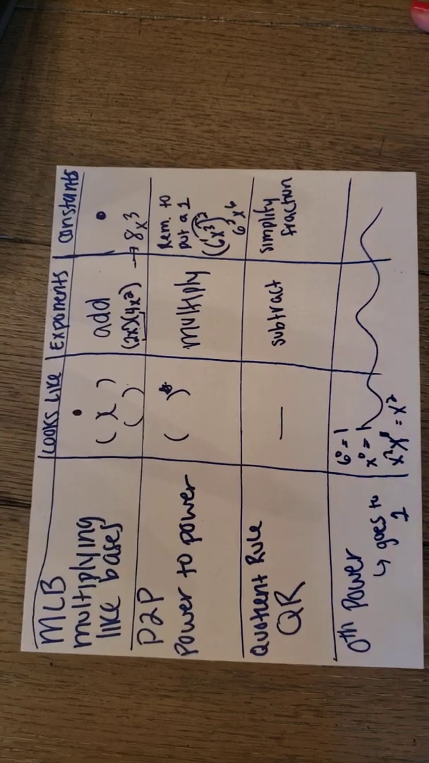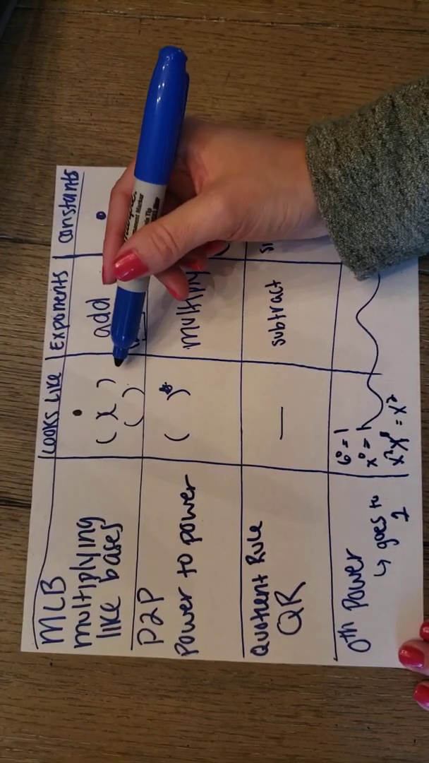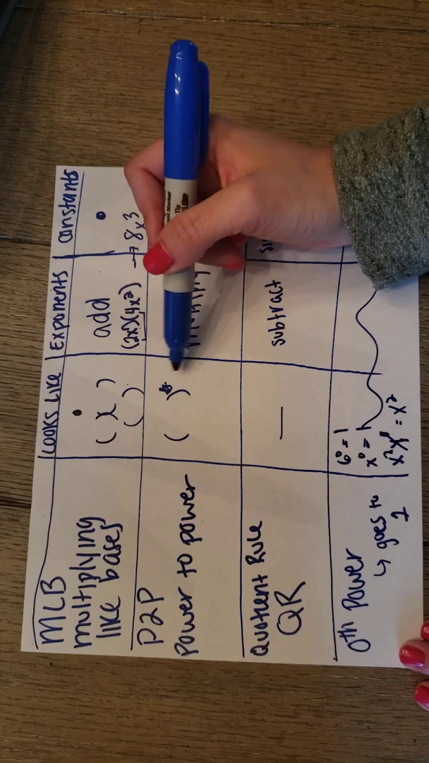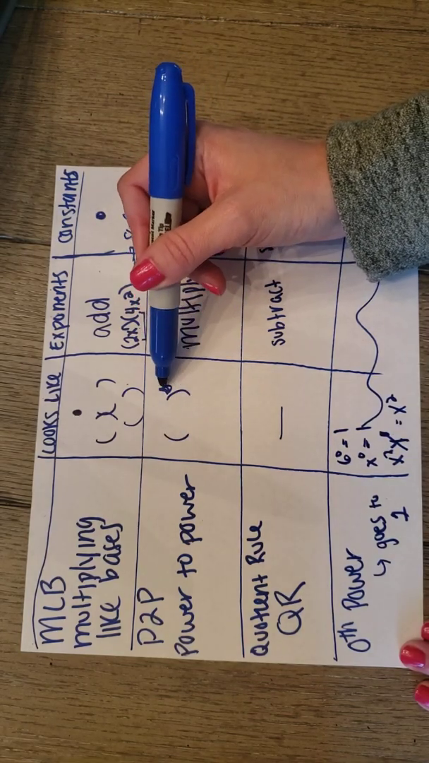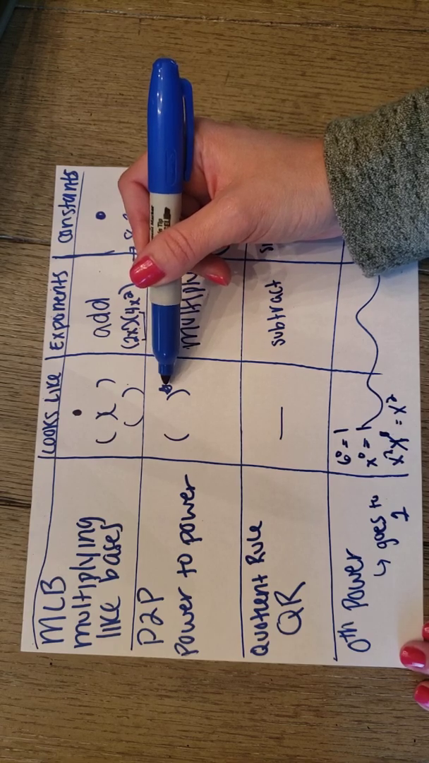So make sure you have this written down. These are going to be the two hardest ones, but if you remember that power to power is always a parenthesis with a little exponent on the top, you should be fine.